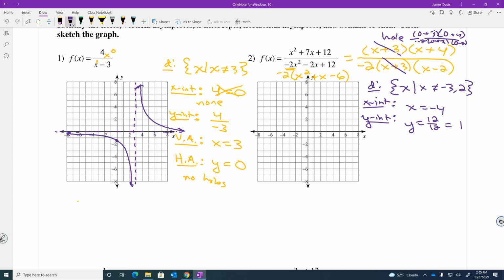So then vertical asymptotes, that's zeros of the denominator that are not also zeros in the numerator. So what's that?